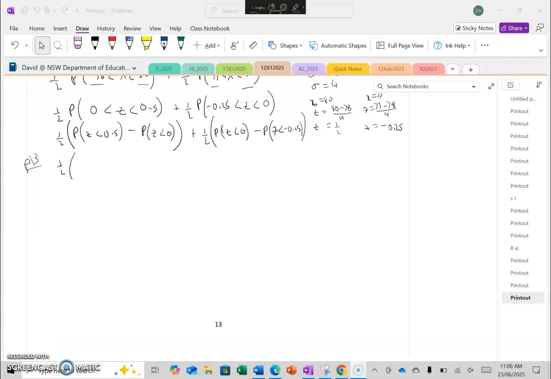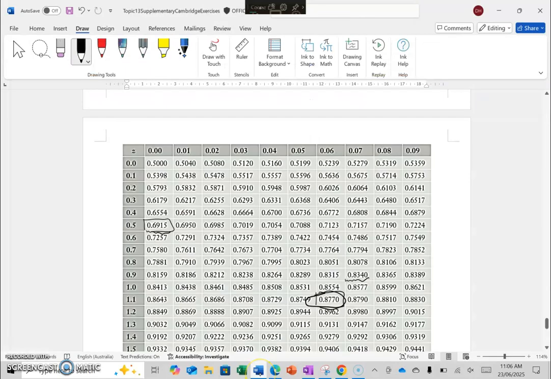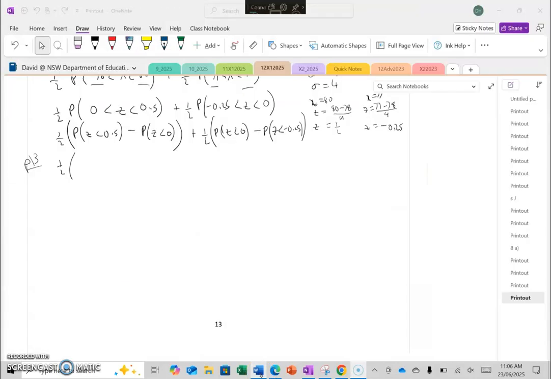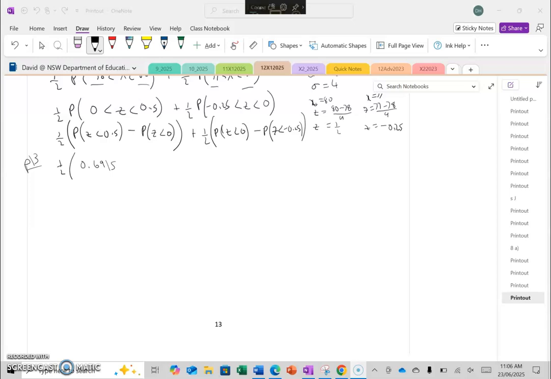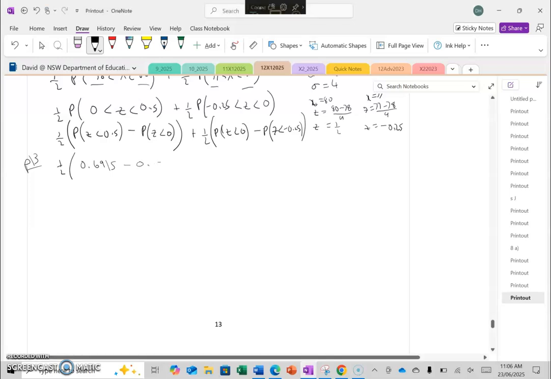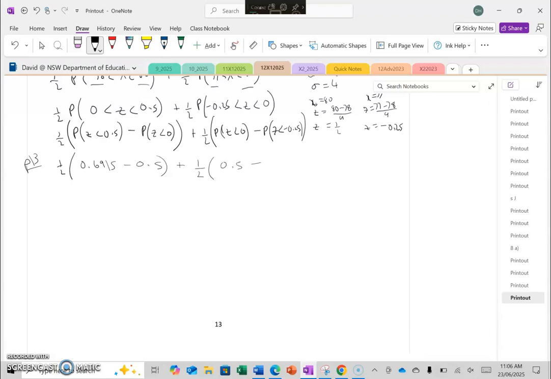Okay, so on page 13, continuing the example, let's put in the probabilities from the table. So less than 0.5. 0.5 is here. So 0.6915. And then the probability that we are less than 0 is going to be 0.5. Less than 0 is 0.5.